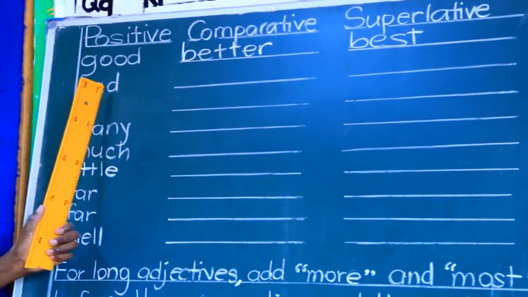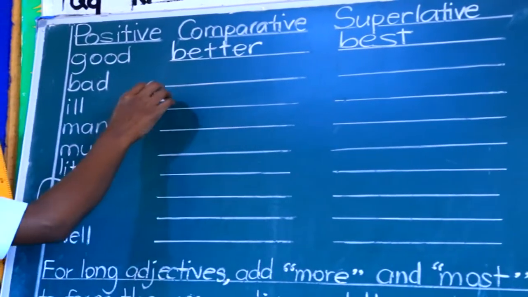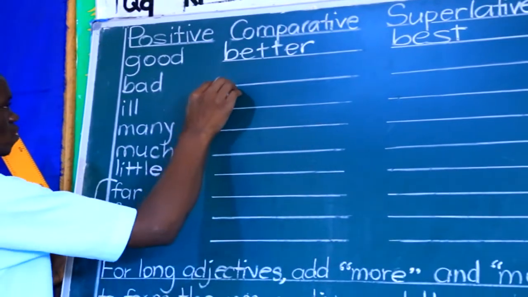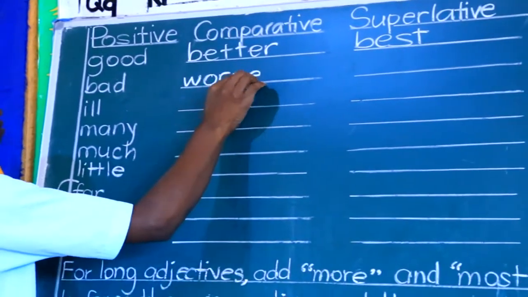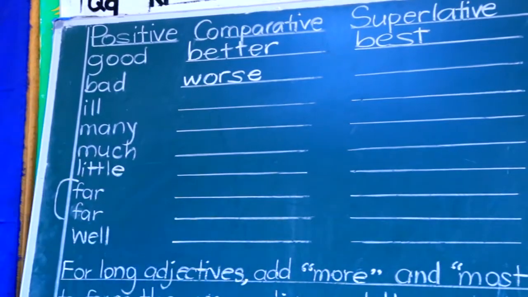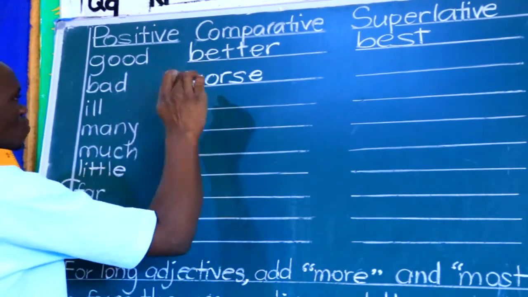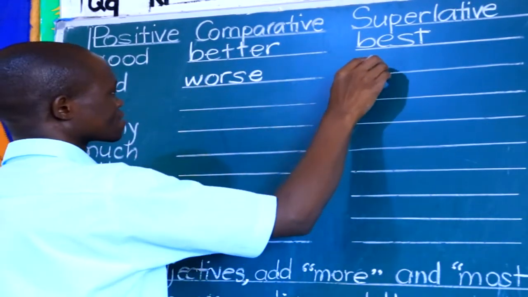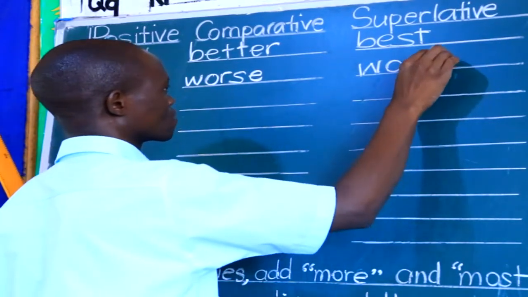We have bad, which changes in the comparative to a totally different word. Worse. W-O-R-S-E. Worse is the comparative of bad. Then the superlative of bad is worst. These ones we are going to move together.